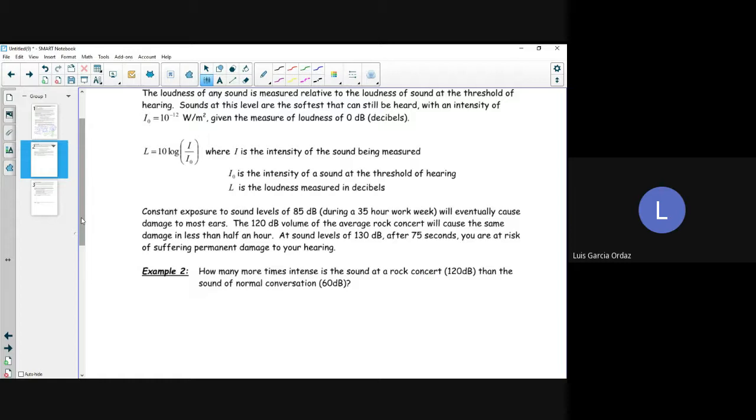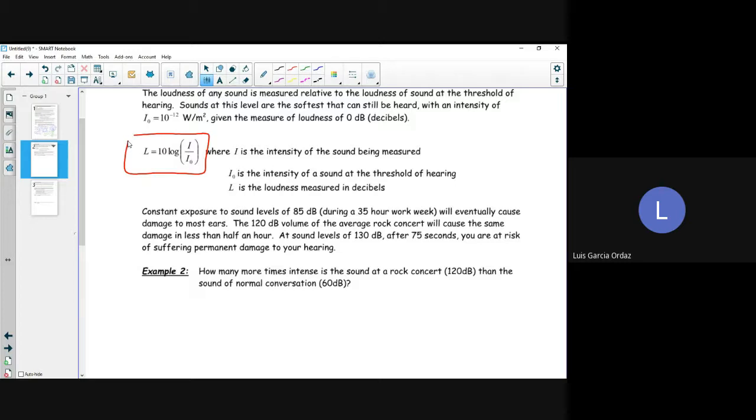So we have our equation here. L is equal to 10 log I divided by I0. So it's similar to the Richter scale, except you have a 10 in front of the log this time. I is the intensity of the sound being measured. I0 is the intensity of a sound at the threshold of hearing. And L is the loudness, measured in decibels.